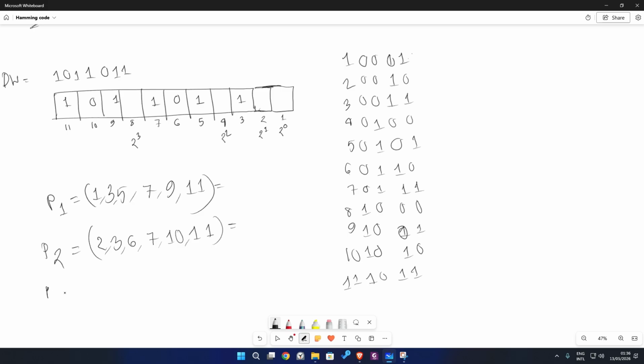Then let's go for the P4. For the P4 we will take the third position here, so it starts from the 4th, then 5th, 6th, 7th. Okay, that's all. And for the 8 we are getting the 4th position here, so it starts from the 8, 9, 10, 11.